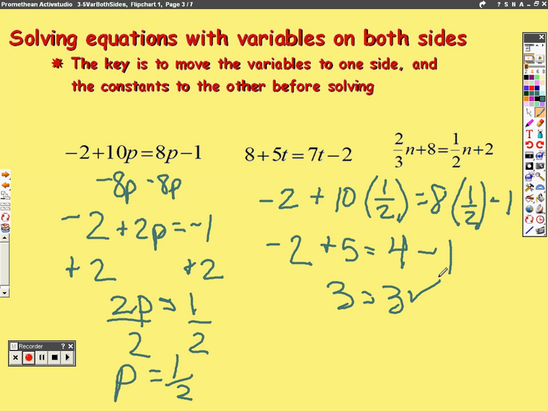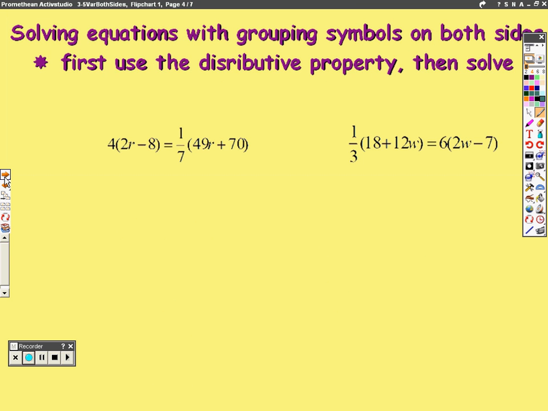Okay? Now, let's look at another type of problem. All right, now we have problems with grouping symbols. All right, what do I have to do in order to get this problem ready to solve? What do I do first? Right, I'm going to distribute the 4 throughout the parentheses. So 4 times 2r is 8r, and 4 times negative 8?